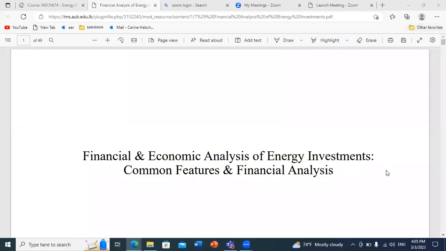So in this chapter, we'll introduce financial and economical analysis of energy investments. We'll see first what is the difference between financial and economical analysis and what are the common features between them.